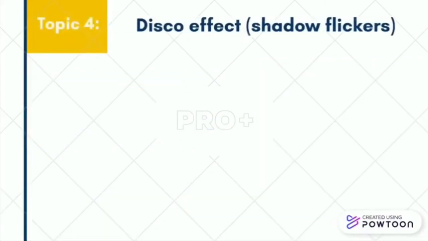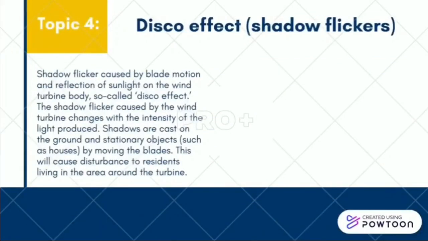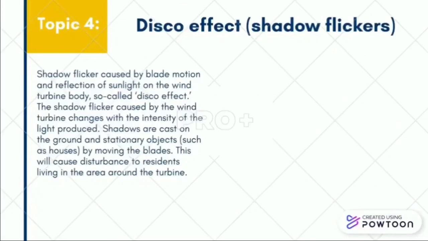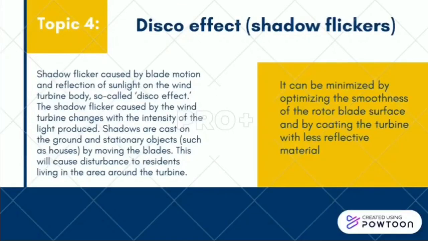Disco effect, shadow flickers. Shadow flicker is caused by blade motion and reflection of sunlight on the wind turbine body, the so-called disco effect. The shadow flicker caused by the wind turbine changes with the intensity of the light produced. Shadows are cast on the ground and stationary objects, such as houses, by the moving blades. This will cause disturbance to residents living in the area around the turbine. It can be minimized by optimizing the smoothness of the rotor blade surface and by coating the turbine with less reflective material.